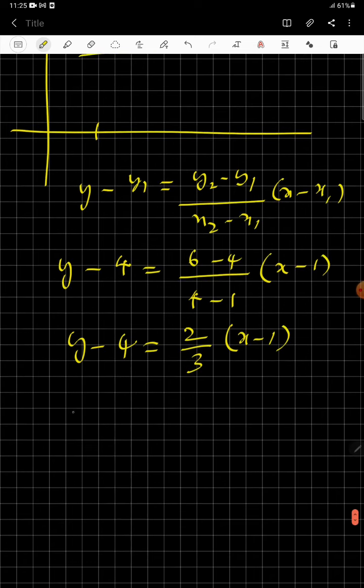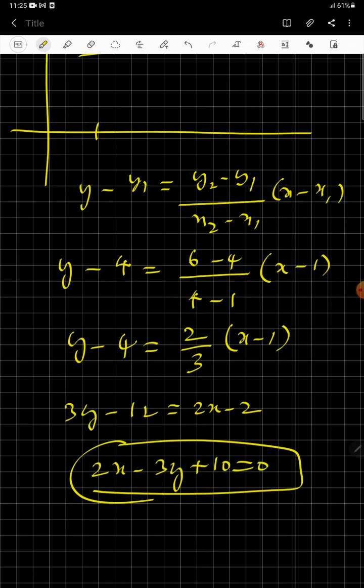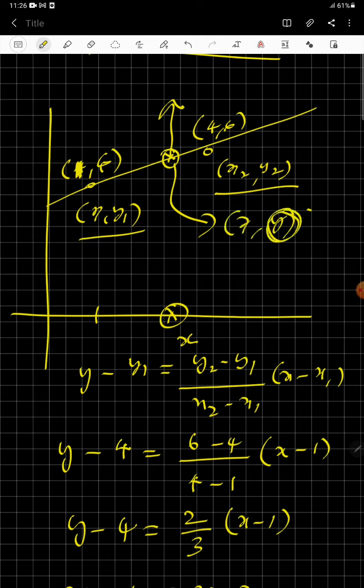Now multiplying with 3, 3y minus 12 is equal to 2x minus 2, and 2x minus 3y plus 10 is equal to 0. So this is the relation between x and y, and if I want to know what is the y value for any x value, so this point is x comma y, I want to know what is the y value depending on this particular x value.